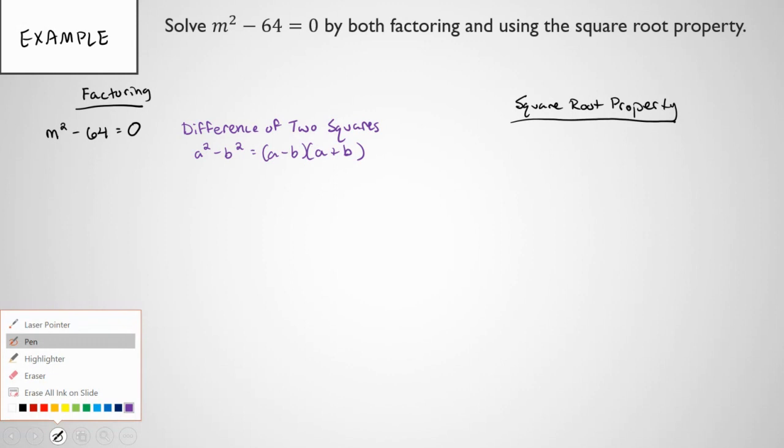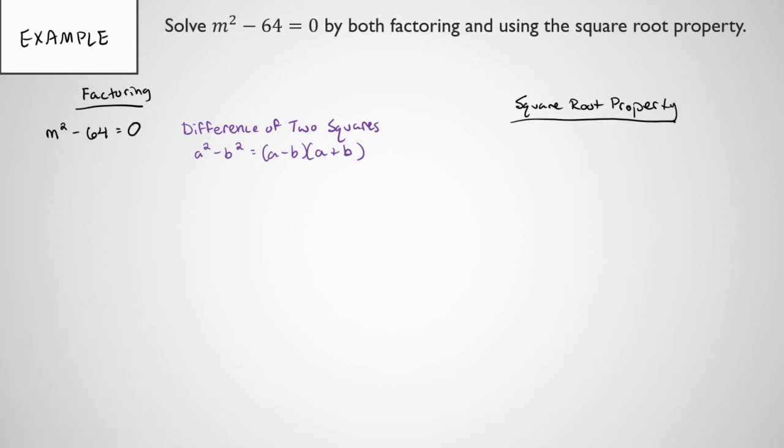So you're looking at what things are squared. We've got this m squared, so that's going to be basically a, but 64 is a perfect square. So if you want, 64 is 8 squared, so you can rewrite that as 8 squared so that you can see how it fits into our difference of two squares formula. So that means a is m and b is 8. So this will give us m minus 8 times m plus 8 equals 0.